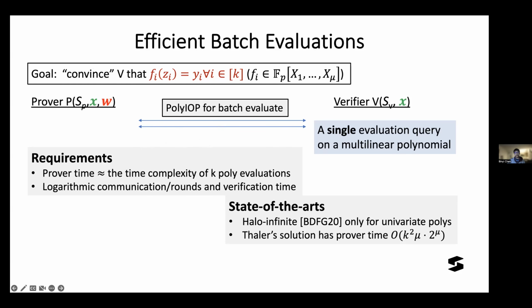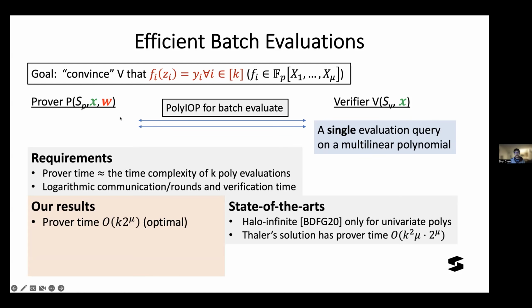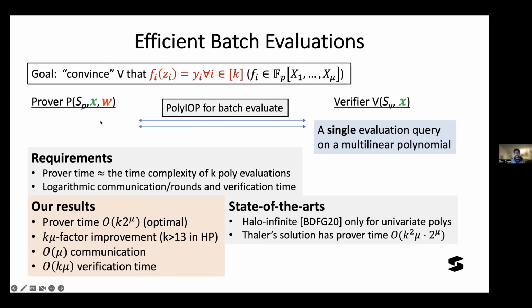So we improve the state of the art by proposing a new batching protocol with prover time only k times 2 to the mu, which is almost optimal because you need to take this much time anyway to evaluate the k polynomials. This is basically a k times mu factor saving over the state of the art. In the HyperPlonk setting, k is always larger than 13, and mu can be from 20 to 30. Therefore, it is almost several hundred times of saving over the state of the art. We also note that the protocol is efficient, meaning that communication and verification time are all logarithmic with really nice constants.